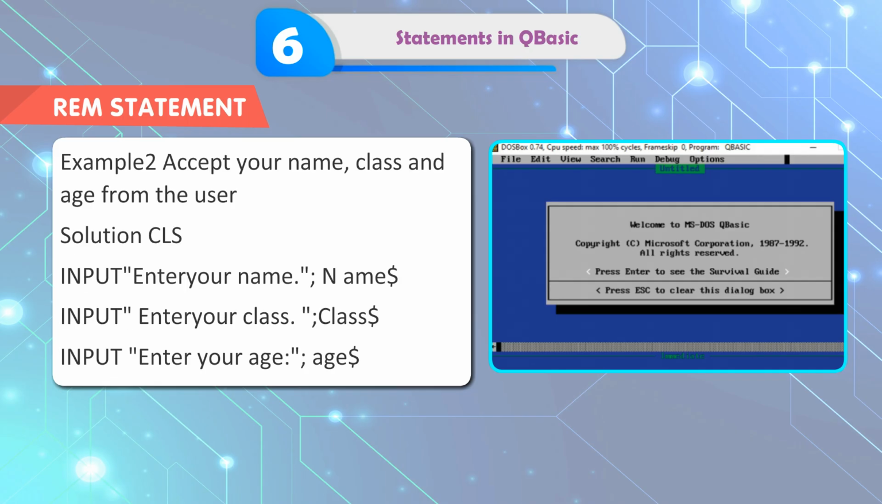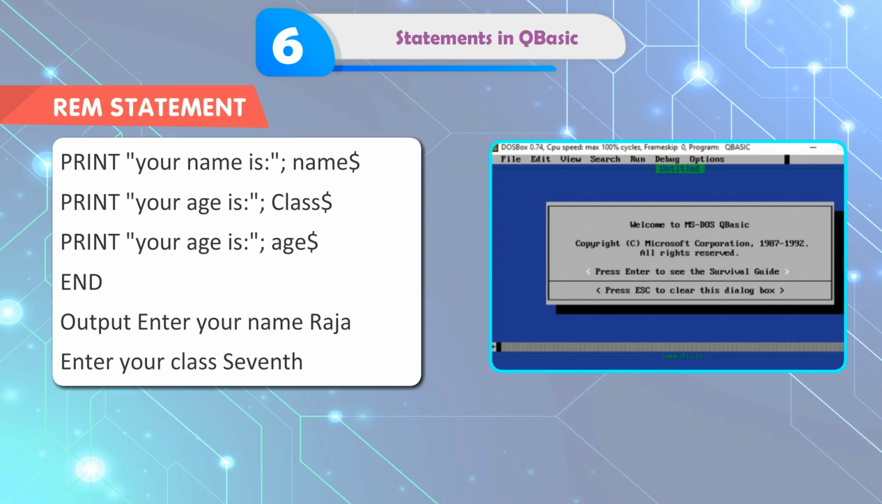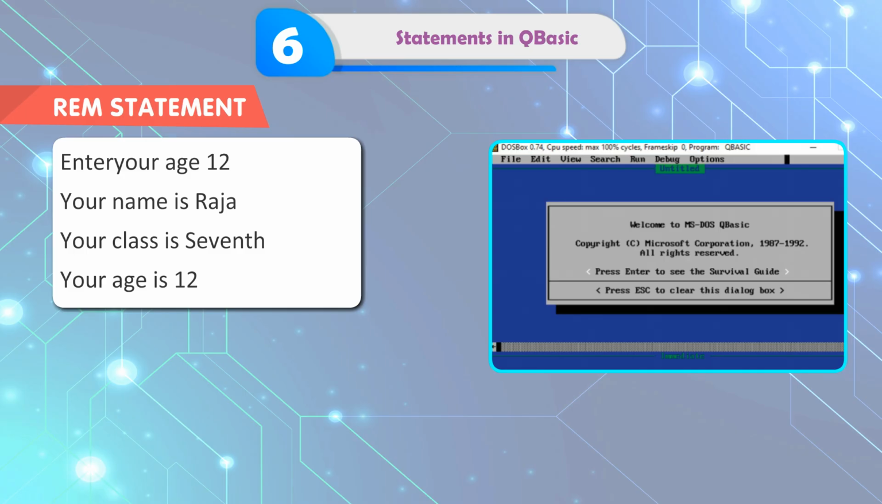Example 2. Accept your name, class and age from the user. Solution: CLS, INPUT "Enter your name", name$, INPUT "Enter your class", class$, INPUT "Enter your age", age$, PRINT "Your name is"; name$, PRINT "Your class is"; class$, PRINT "Your age is"; age$, END. Output: Enter your name, Raj. Enter your class, 7th. Your age, 12. Your name is Raj. Your class is 7th. Your age is 12.